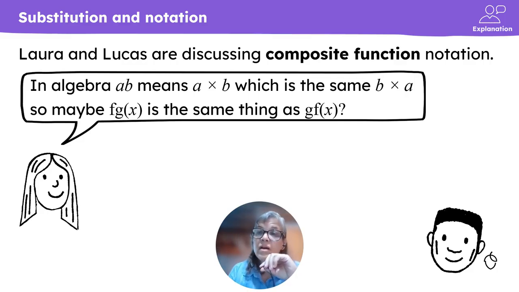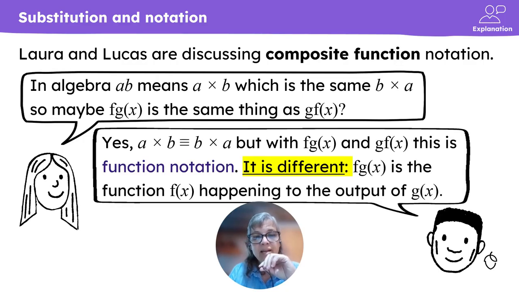Well, Lucas is talking to her, and Lucas has a different idea. He says, well, I think, Laura, that yes, A times B is equivalent to B times A, but with FG of x and GF of x, this is function notation. This isn't multiplying. So it's different. And FG of x is the function f of x happening to the output of g of x.